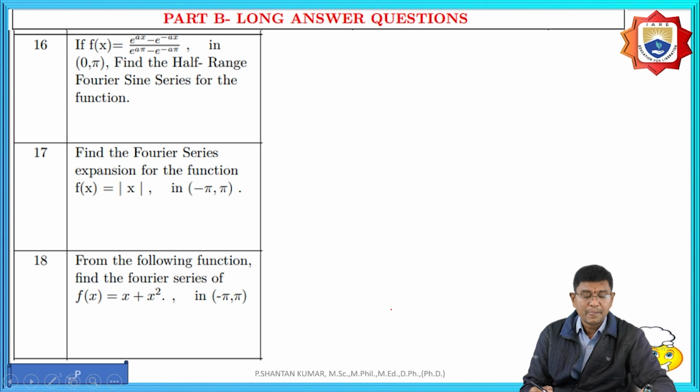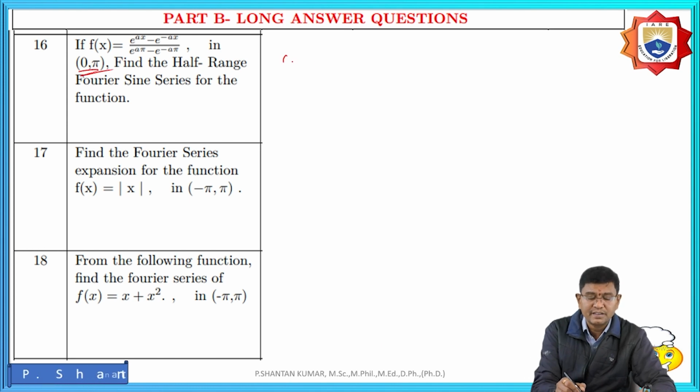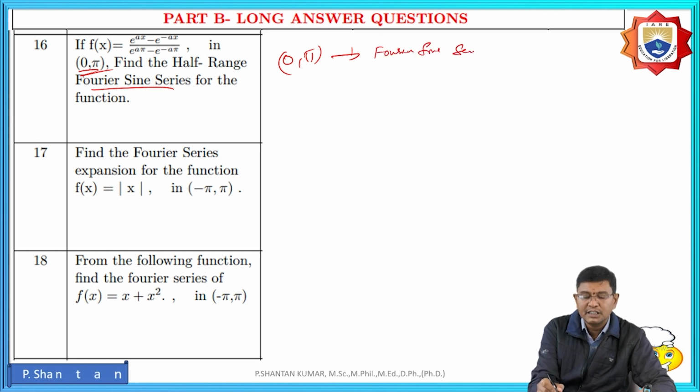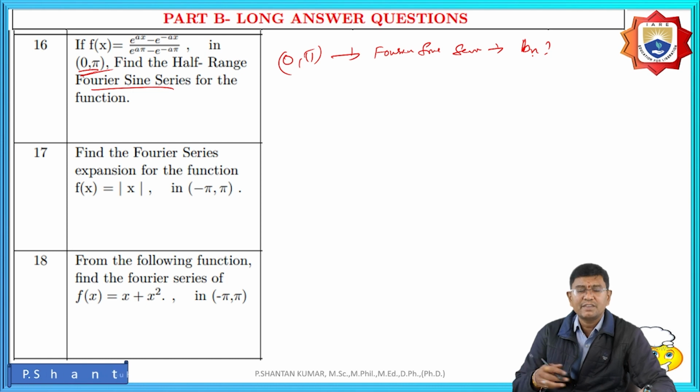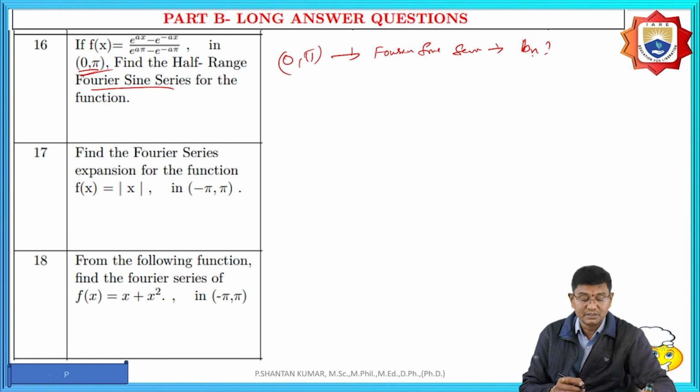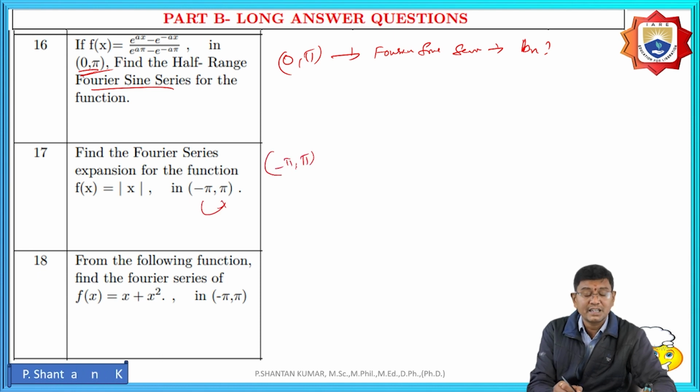And next one, the series is 0 to pi, but the problem is based upon the Fourier sine series. Sine series means you need to calculate bn, and we get the solutions. And after finding that bn, again we need to replace it in f of x, and we get the required series also.